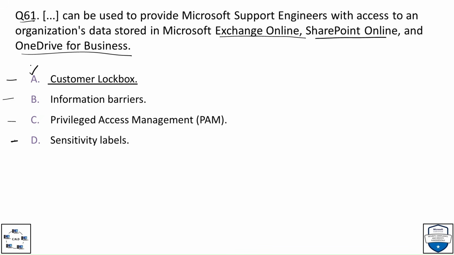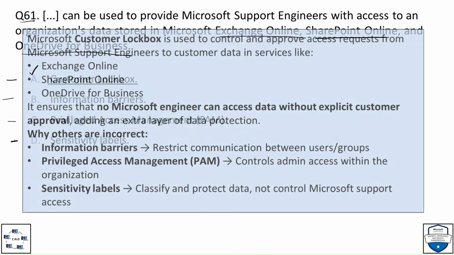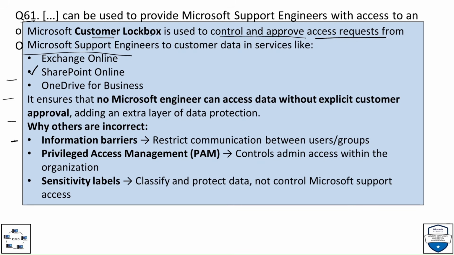option A, customer lockbox. And the explanation is, Microsoft Customer Lockbox is used to control and approve access requests from Microsoft support engineers to customer data in services like Exchange Online, SharePoint Online, and OneDrive for Business. It ensures that no Microsoft engineer can access data without explicit customer approval, adding an extra layer of data protection.